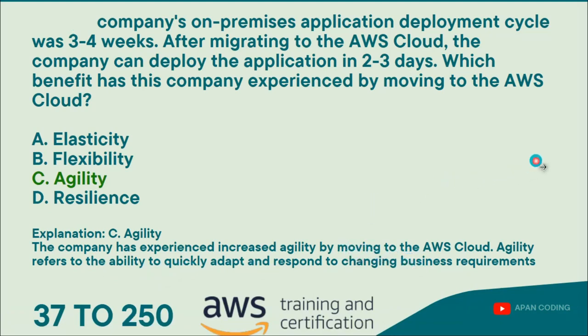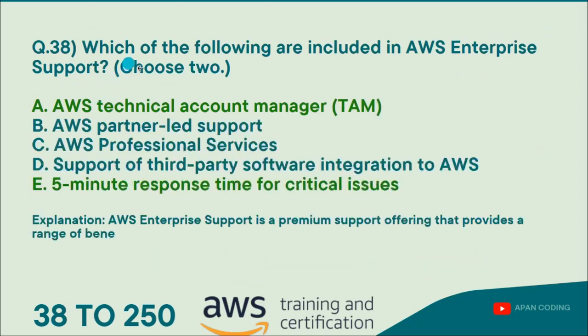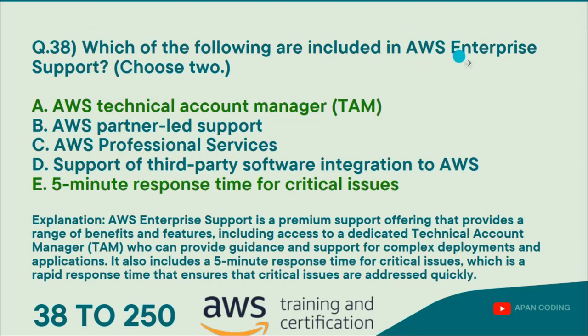Now move on to the next, we will see question number 38. Which of the following are included in AWS Enterprise Support? Select two options. Enterprise Support, which ones, friends? TAM, it means AWS Technical Account Manager, and a 5-minute response time to critical issues. It means if a critical issue is created, it will be solved with a 5-minute response time. Okay, where is your problem, in your application software and deployment models?